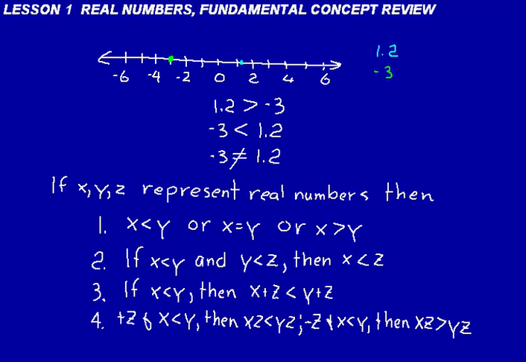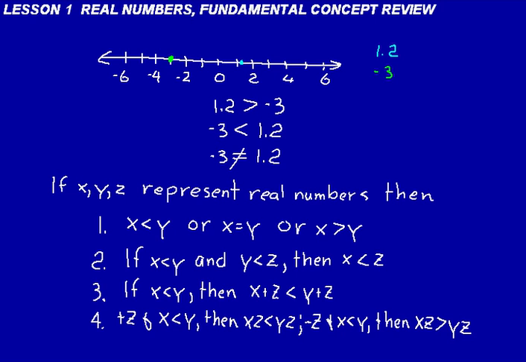And then the last property in the order properties is multiplication. If z was positive and x was less than y, then x times z would be less than y times z. And then if z was negative and x was less than y, you switch the inequality around. xz is greater than yz. So that one maybe takes a little bit more thought to it.